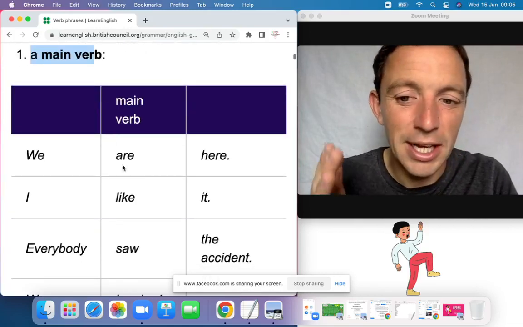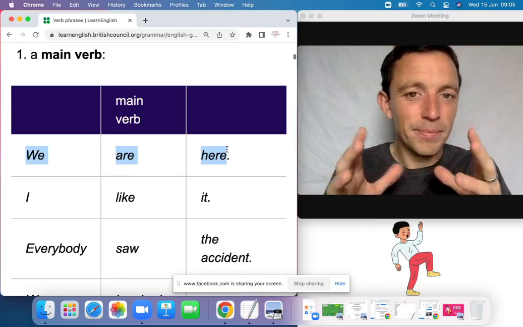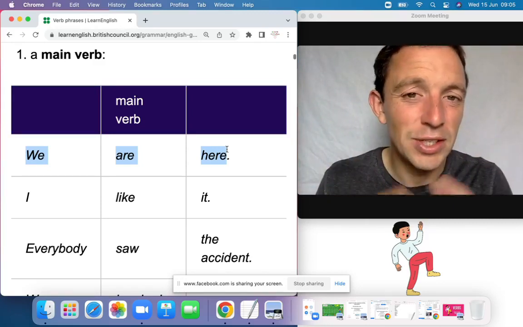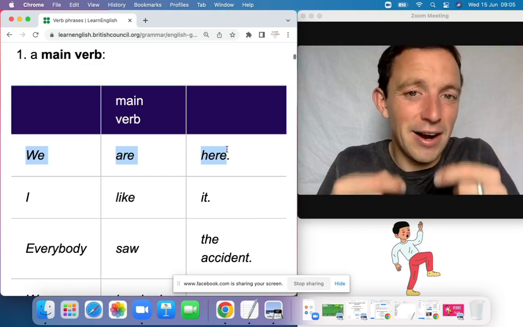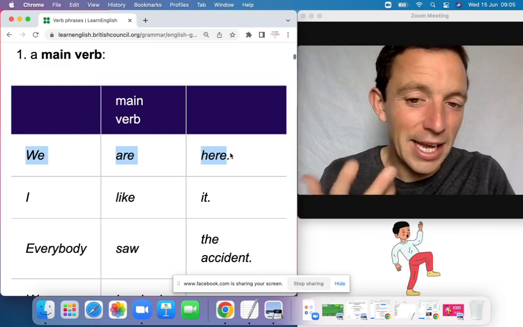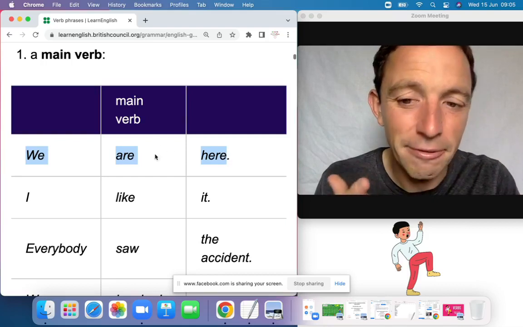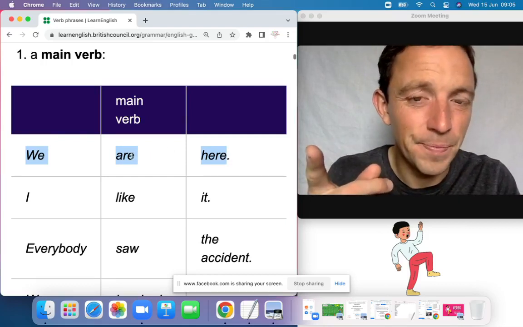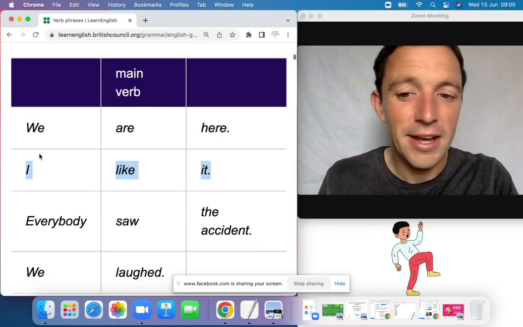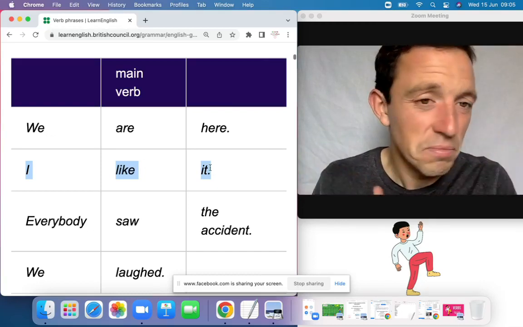And this is understandable. So for this example, we are here. We is the subject pronoun, so technical explanation, subject pronoun. The verb is to be, and the present is we are. The past, we were, okay? But the present is we are, and then preposition or maybe adverb is here. We are here, the location. So the main verb of this sentence is to be. No problem. Next, I like it. Subject, I. Main verb, like. It is the object pronoun. No problem. Very easy.